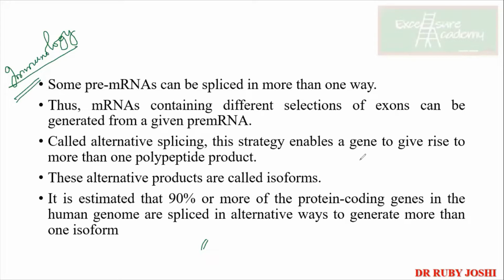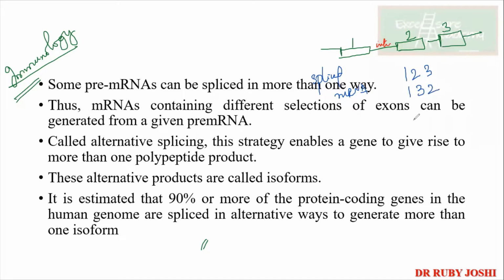So alternate splicing is like, let us say that these are your exons, and these are your introns. Now, alternate splicing says that the product, that is your transcribed or spliced RNA, can be formed in different ways. So I can have a combination of 1, 2, 3 exons. I can have 1, 3, 2. I can have, let's say, 2, 3, 1. Different combinations I can have.